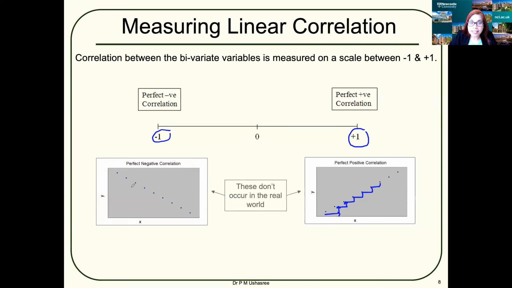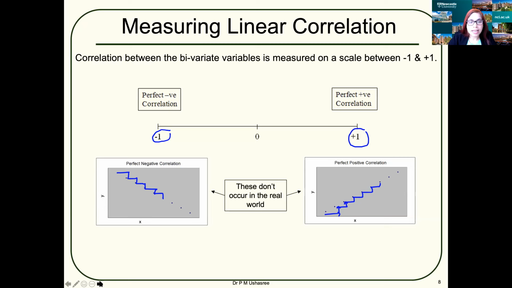Similarly, what is -1? As x increases, y decreases. Perfect negative correlation. But actually, these don't occur in the real world. It's impossible, yeah? It's not an ideal world, isn't it?